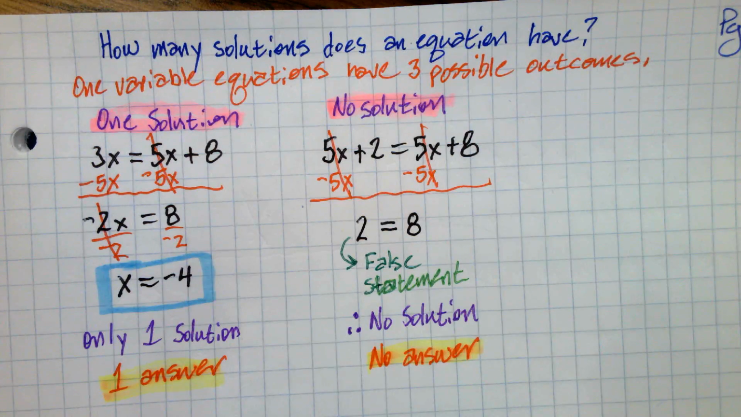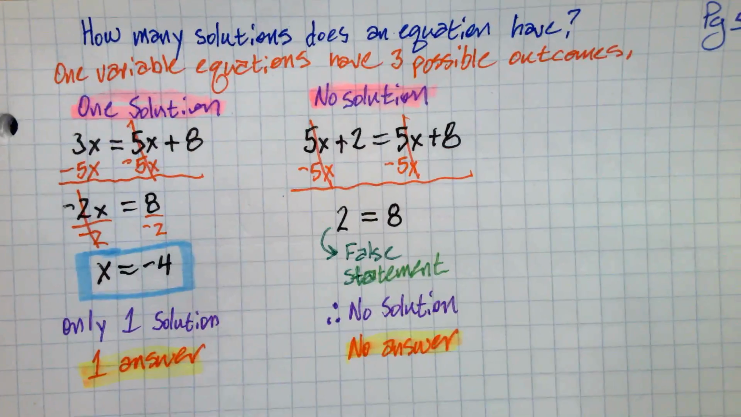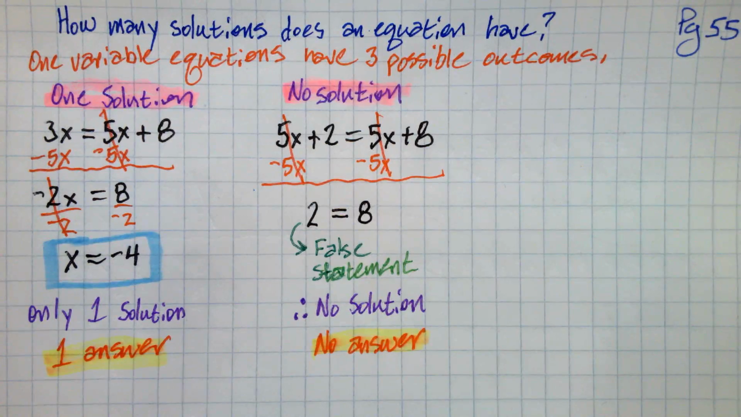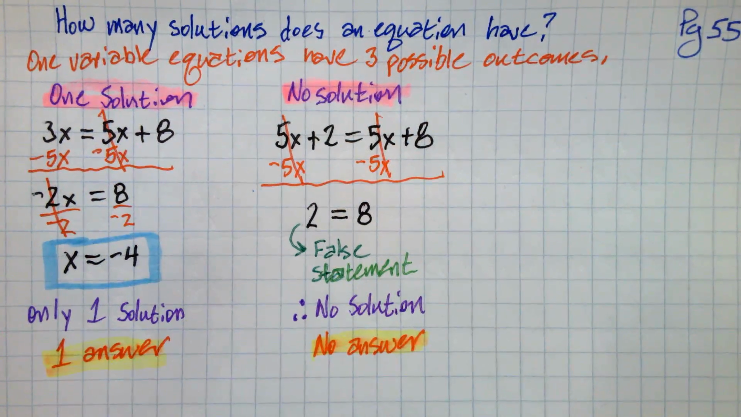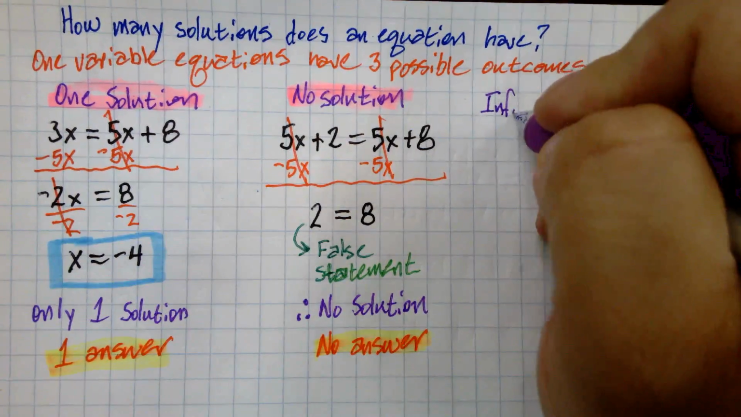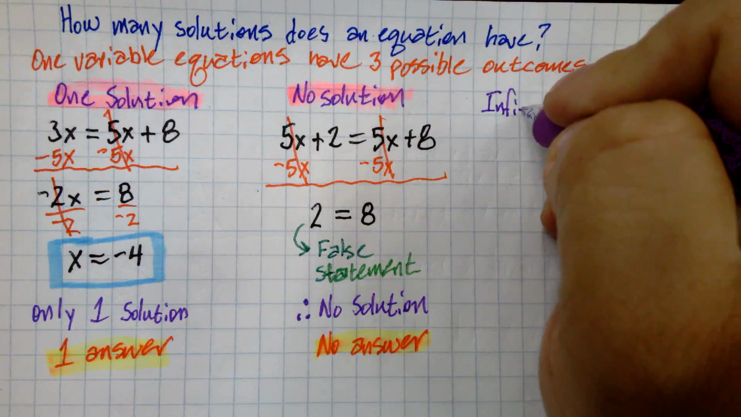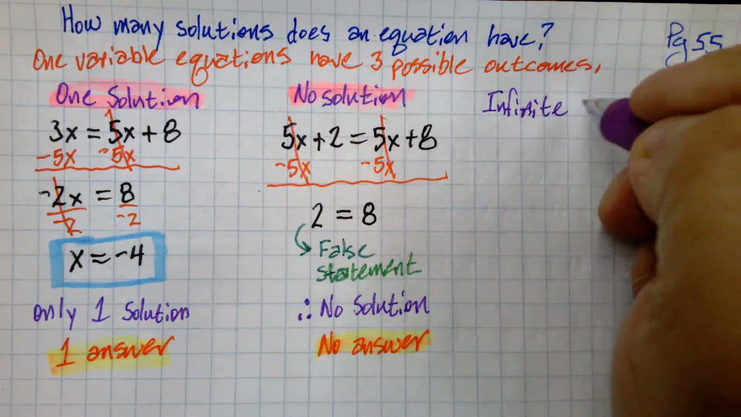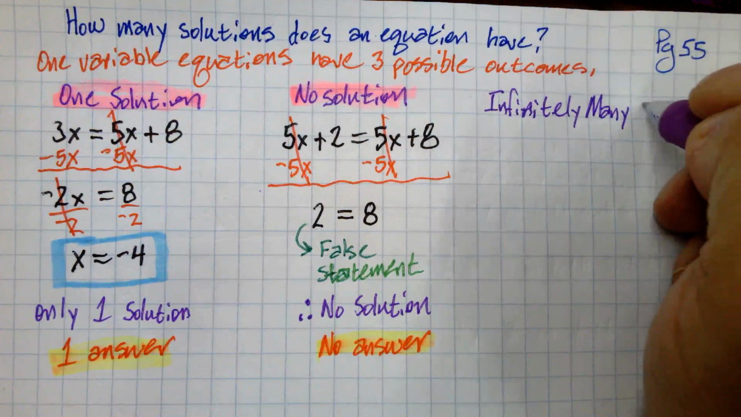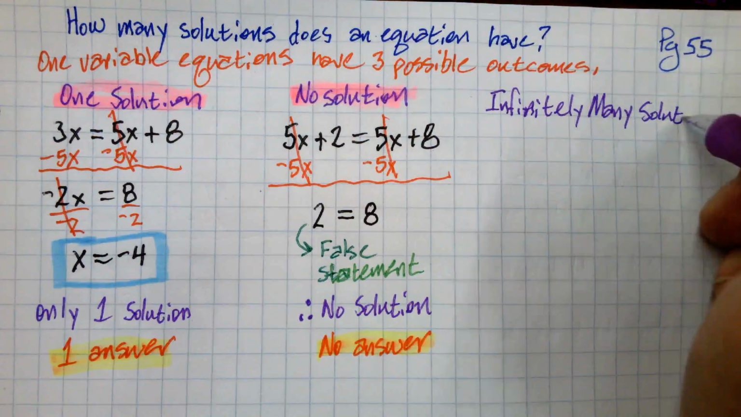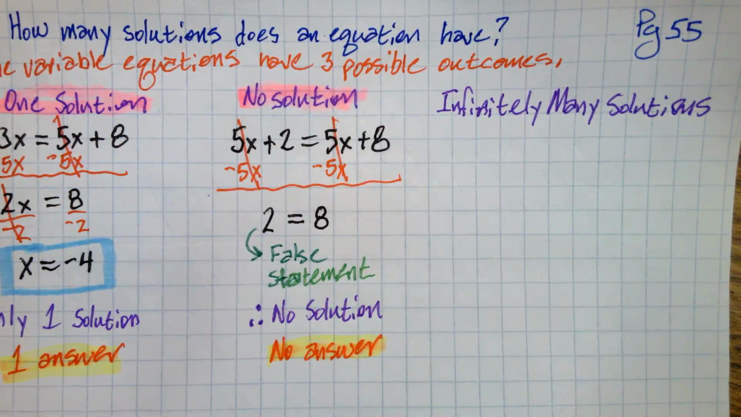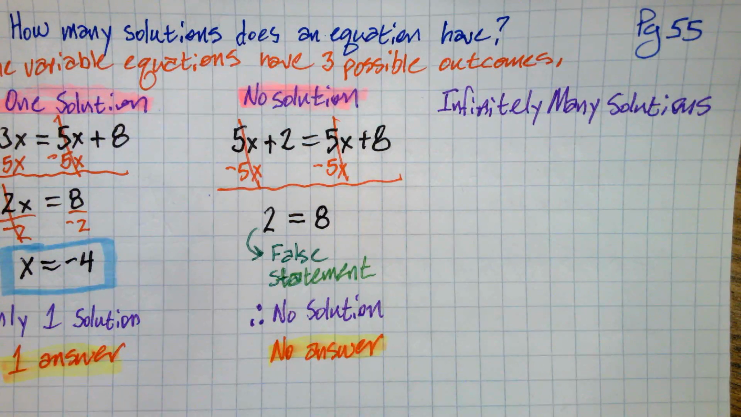Now, the last one is when you have infinitely many solutions. And we'll talk about what that means, but let's write it right now. Infinitely many solutions. Isn't that like with the 3x plus 1 thing? Hold on. Well, what it's going to mean is any real number would be a solution. Any number on the number line would work as an answer.